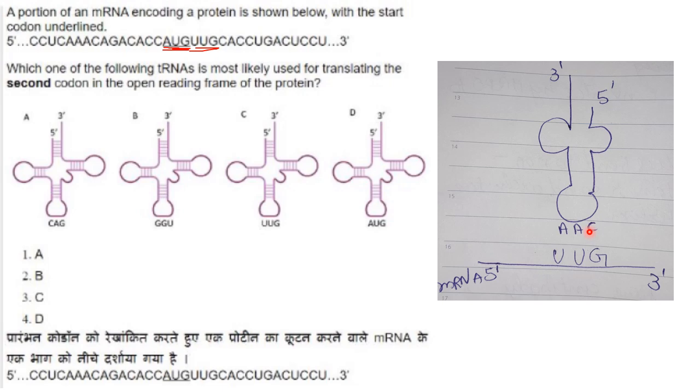Even if you consider wobbling, that is, the third base of the codon and the first base of the anticodon, even if you see this portion, it can undergo wobble base pairing. Even then you will not get the correct answer here. So as per me, no option is correct.